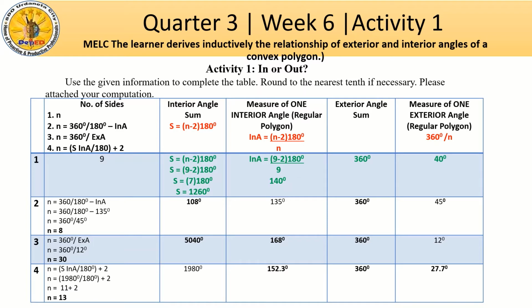For the exterior angle, the sum of the exterior angles of any polygon is always equal to 360 degrees. To find the measure of one of the exterior angles of a regular polygon, we use the formula 360 degrees divided by n. For number 1, we have 360 degrees divided by 9, which is equal to 40.